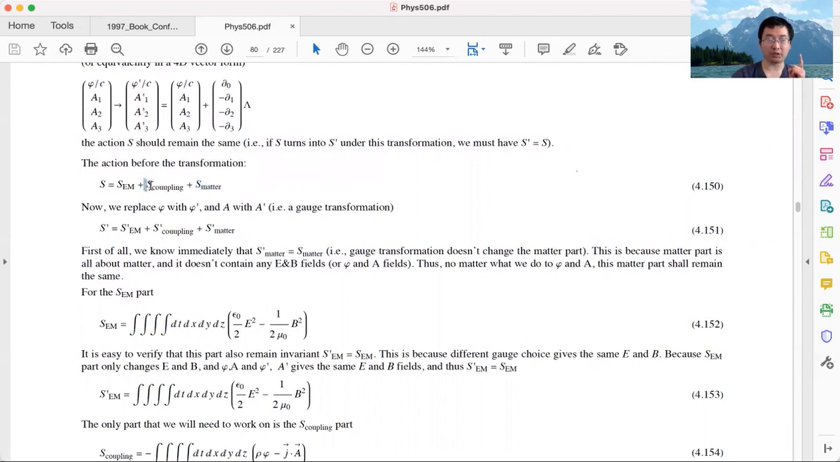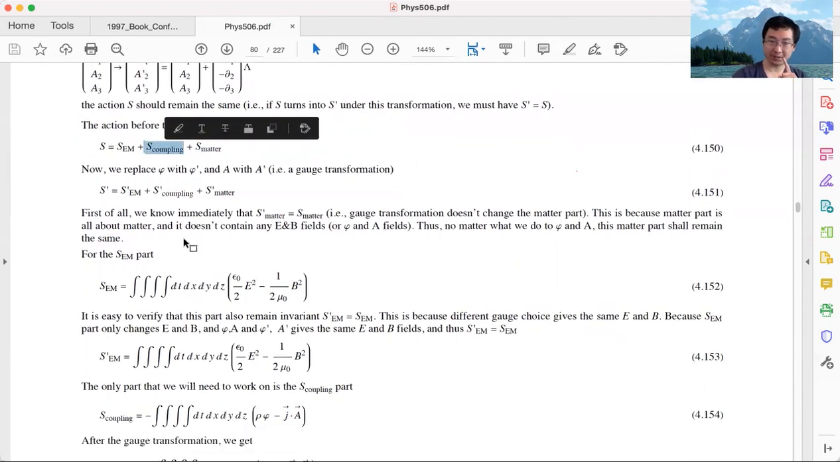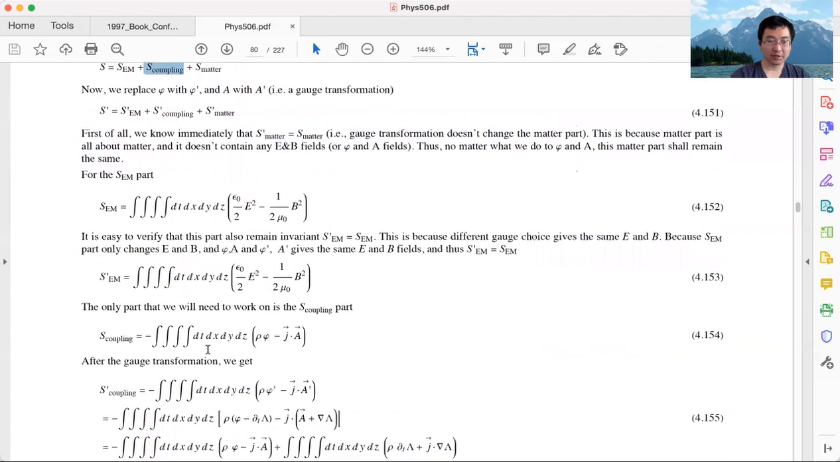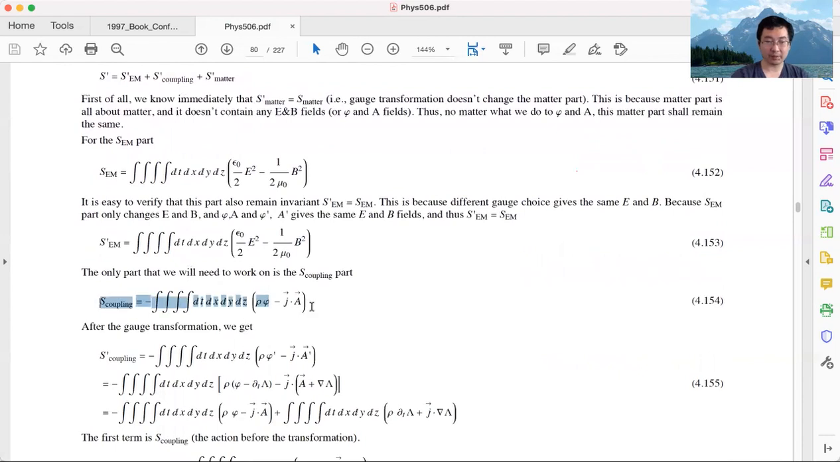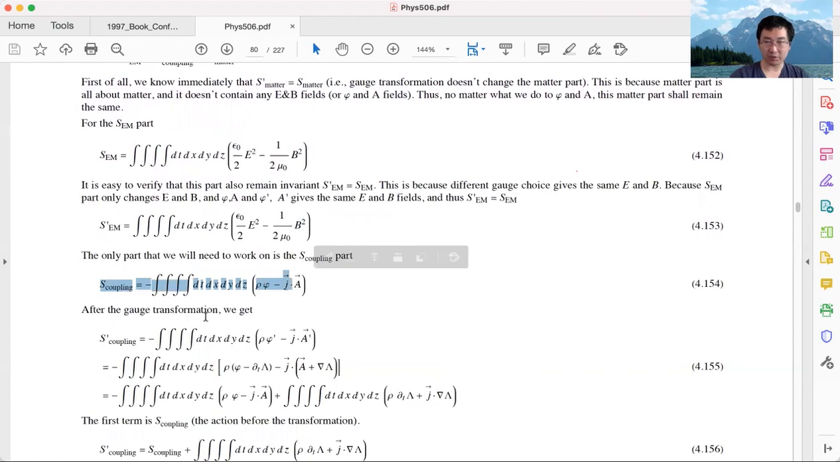The only part we need to look at is the coupling part. The coupling part does depend on phi, and does depend on A. So this is the coupling part before gauge transformation, my old action. Now let me do the gauge transformation. Gauge transformation means I get a new action. The new action is almost the same as the old one. I replace phi with phi prime, and I replace A with A prime, and I get a new action. This action is what I call S prime.